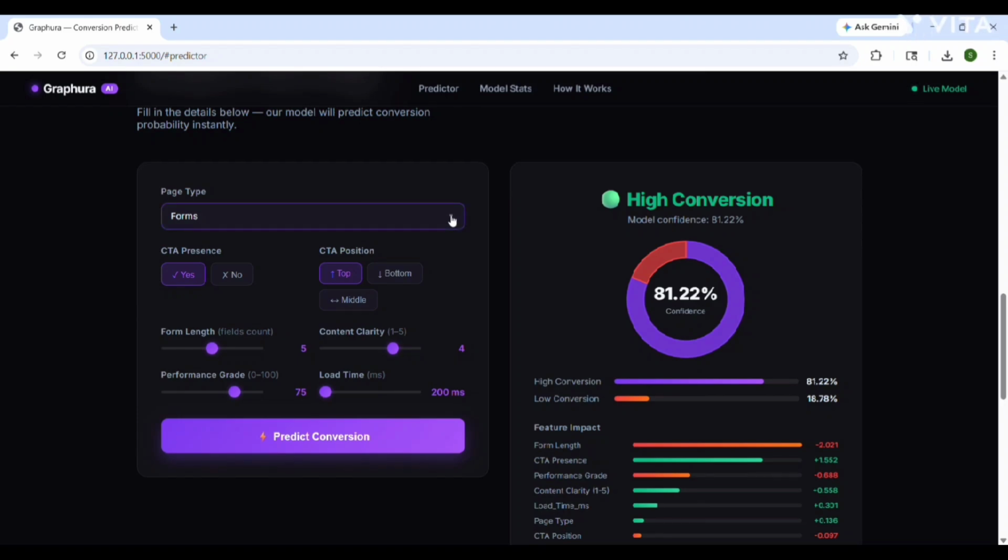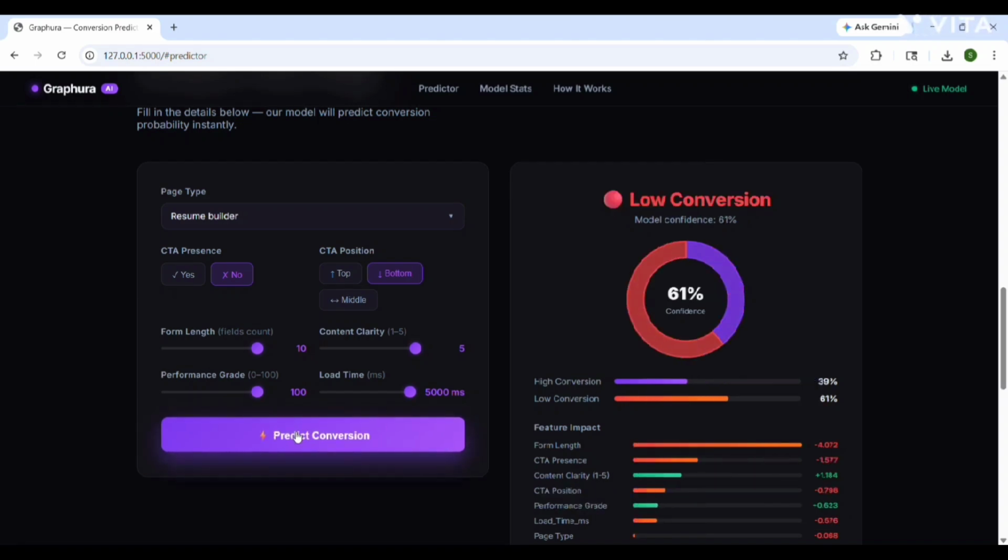Now if we take another page type, which is resume builder, and now our CTA is absent, which is no, CTA is not present. The CTA position is bottom, the form length is 10, content clarity is 5, the load time is 5000, and the performance grade is 100. Now this time if we predict our conversion, we get the lowest conversion.